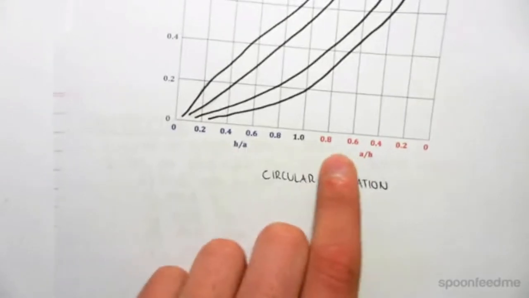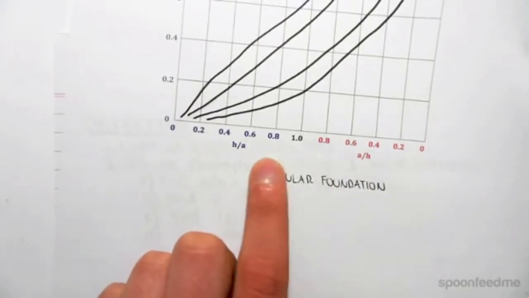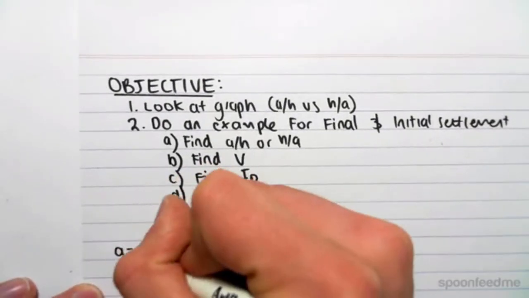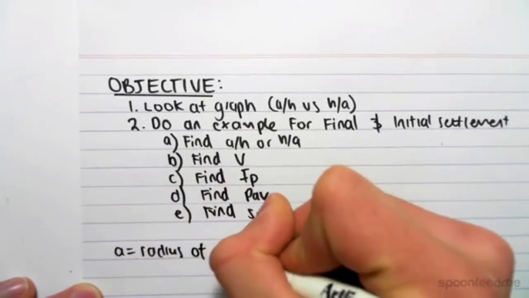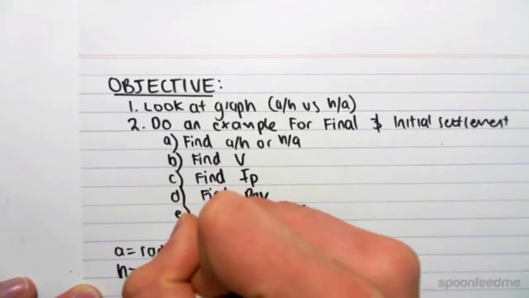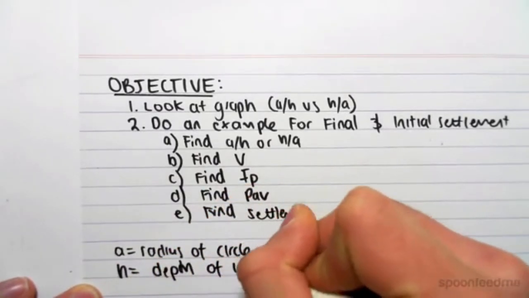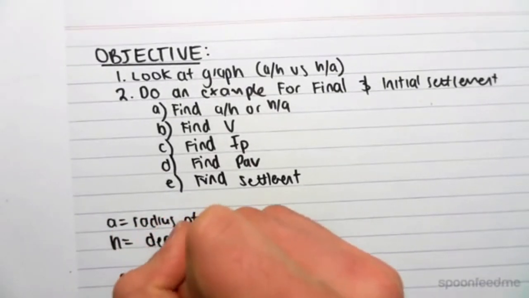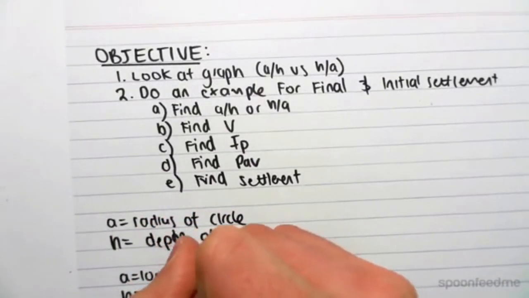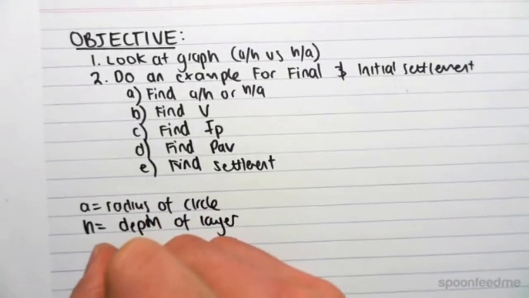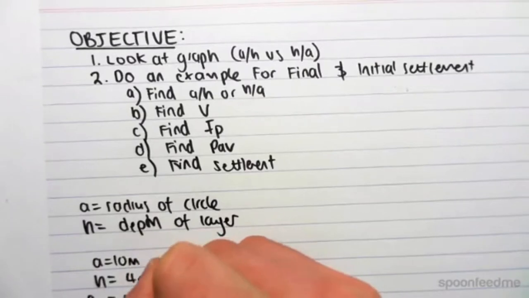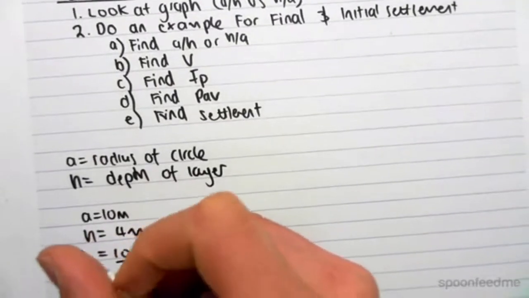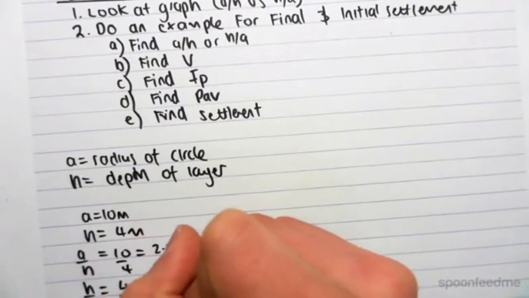That is one of the axes of the graph, and it's on the same axis, so it can be a bit confusing. But all it is, A is equal to the radius of our circle, and H is equal to the depth of the layer. So it's the layer depth. Say if we had A, a radius of 10 meters, and H, a depth of 4 meters. If we were to work out A on H, A on H would equal 10 on 4, which would be 2.5, whereas H on A would equal 4 on 10, which is 0.4.